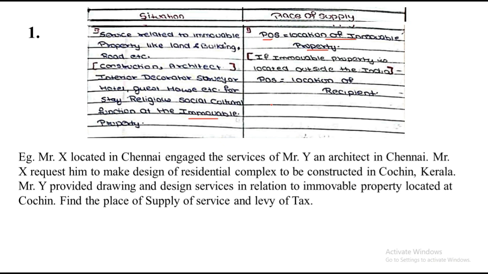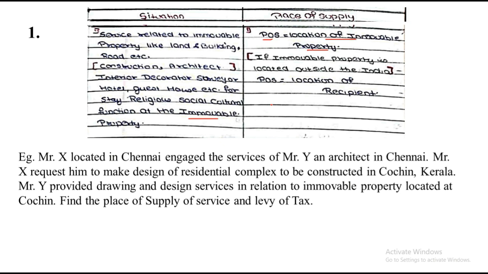Now to understand that, there is an example. Mr. X, located in Chennai, engaged the services of Mr. Y, an architect in Chennai. Now, Mr. Y is a supplier, Mr. X is a recipient. Mr. X requests him to make a design of a residential complex to be constructed in Cochin, Kerala. Mr. Y provided the drawing and design service in relation to the immovable property located at Cochin. Find the place of supply and the levy of tax, whichever tax is applicable.